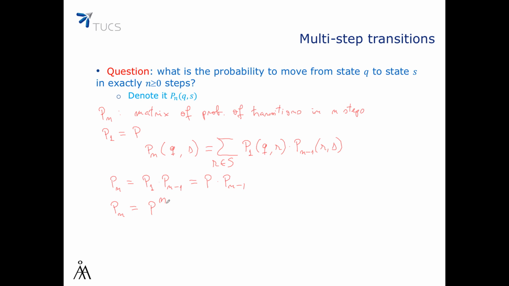So this means that the nth power of matrix P describes the probability of going from a state to another in exactly n steps. And this is a deep insight into the long-term behavior of a probabilistic model.